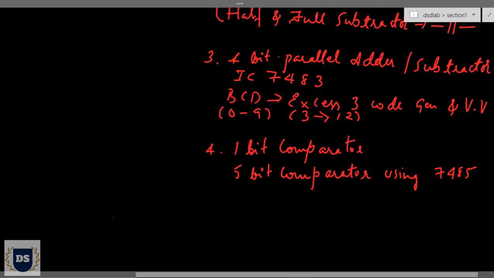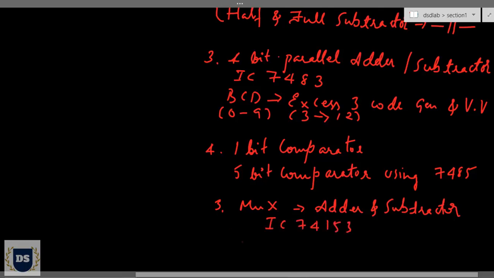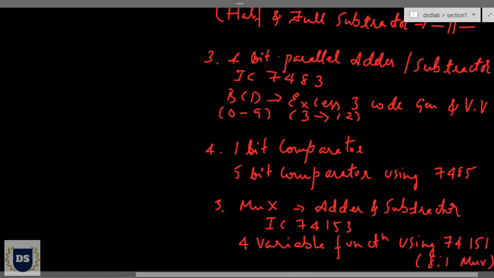In a similar way, experiment number 5 is all about multiplexers, and using this multiplexer we'll be designing adders as well as subtractors. Initially we'll do this by using IC 74153, then we'll realize a 4 variable function using IC 74151, which is an 8:1 multiplexer. So these two experiments make up your experiment number 5.